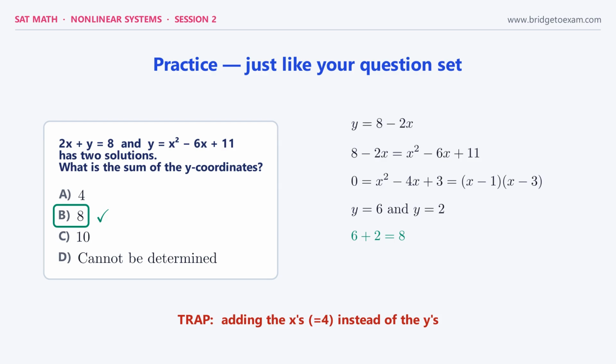Step 3. Collect. 0 equals x squared minus 4x plus 3, which factors as x minus 1 times x minus 3. So the x values are 1 and 3. Step 4. And this is the part the question actually asked about. Find the y's. y equals 8 minus 2 times 1 is 6, and y equals 8 minus 2 times 3 is 2. 6 plus 2 is 8. The answer is B. And notice 4 is a trap for people who added the x's instead of the y's.